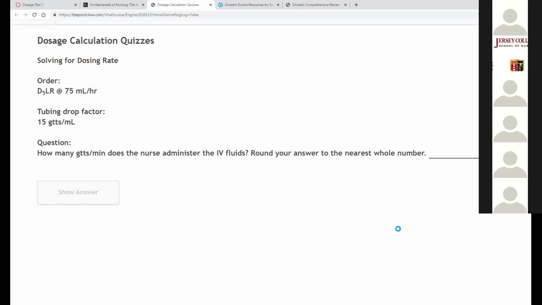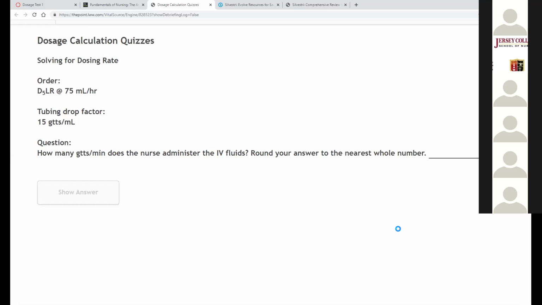Look at this question. Now what's it asking us? Can you see the question? Yeah, I see it. All right, solid. The dose rate. So what's the question asking? Drops per minute. So for drops per minute, what do we need? The total volume over the time in minutes times the drip drop factor.